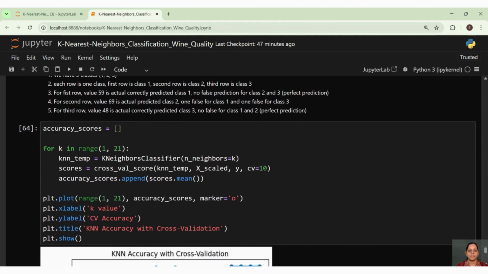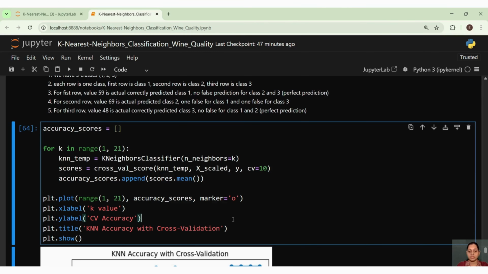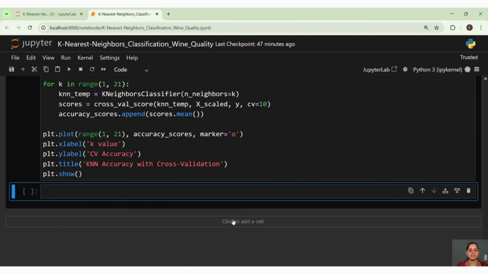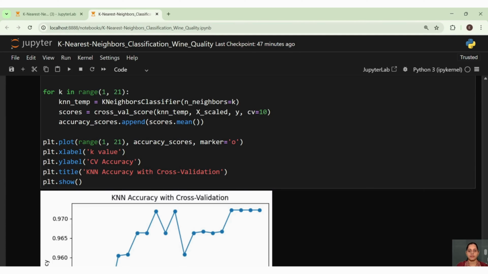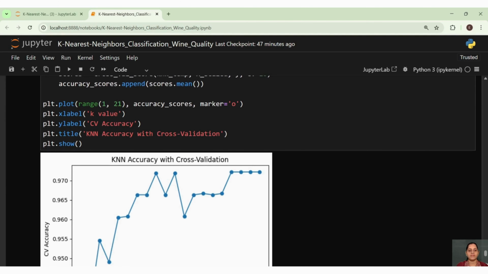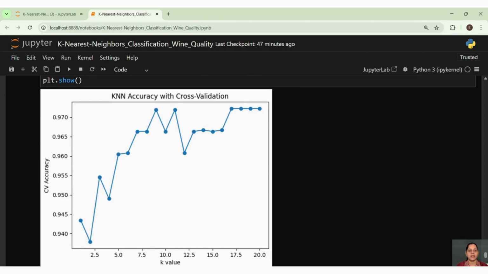So this is my accuracy score. Whatever accuracy scores I have, I'm just getting the actual and predicted here. We have different folds, or different k values, and for those different k values, these are the different accuracies. If my k value is 1, I am getting 0.942. If it is 2, then we are getting less.